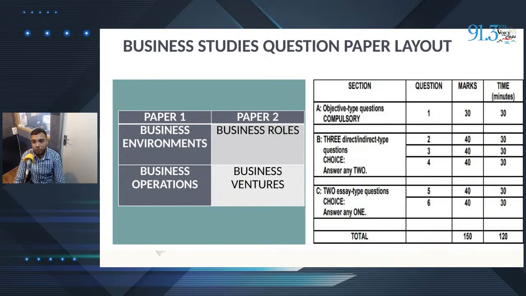So, how does the paper layout work? Section A is compulsory. You'll have three different types of questions in section A. Section B, you'd have three questions, and you get to choose two. And then section C would be your essay type questions where you have to choose one out of the two.